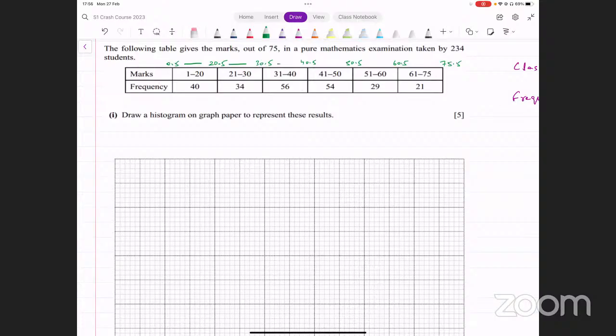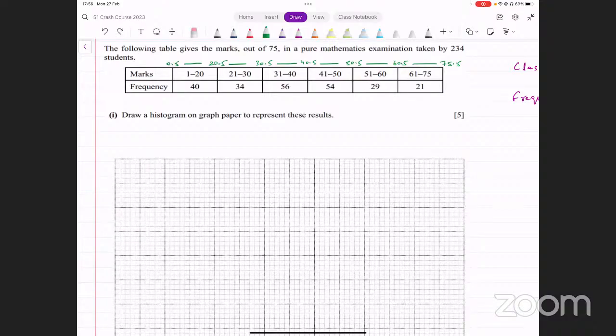These are your intervals now. These are your actual intervals. You're not going to be considering 1 to 20. You will be considering 0.5 to 20.5, and then 20.5 to 30.5, and so on.